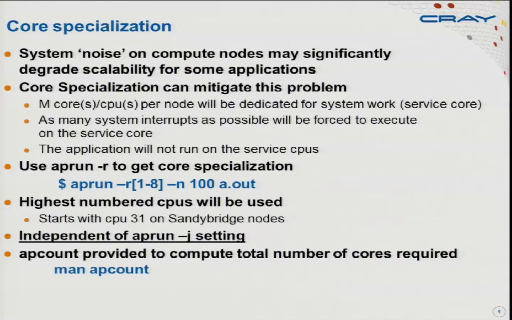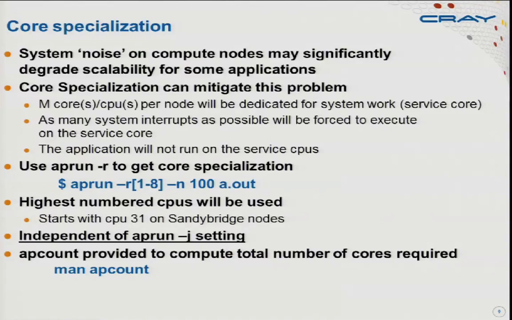Really, it dedicates some number M of cores or CPUs per node to system work. All of the system interrupts will go there, and in some cases, MPI work will go there. We'll see in a little bit. Conversely, the application will not run on the service CPUs. The way to get that is to use the aprun -r option. You can do man aprun and read it for yourself. -r option to get core specialization.